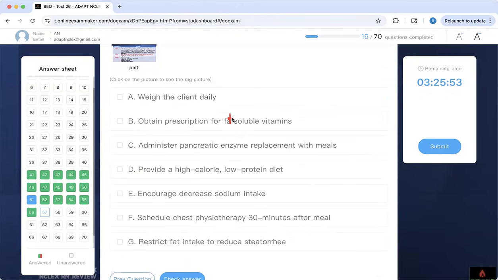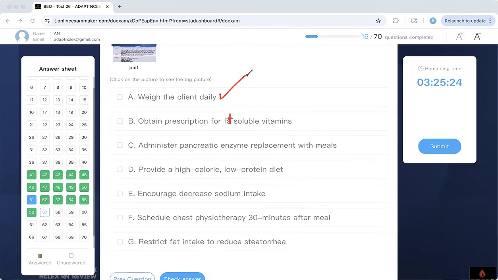Do you administer pancreatic enzyme replacement with meal? Do you provide high-calorie, low-protein diet? Do you encourage decreased sodium intake? Do you schedule chest physiotherapy 30 minutes after meal? Do you restrict fat intake to reduce steatorrhea? What do you think? If you have exacerbation of cystic fibrosis in this patient, what do you think?